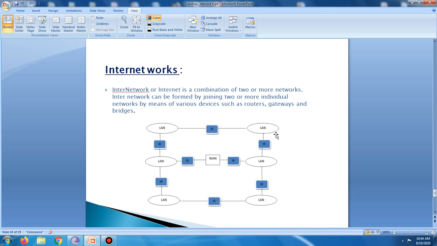LAN 1, LAN 2, LAN 3, LAN 4, LAN 5, LAN 6. Six LANs joining to a router and some WAN concept. That means LAN, WAN and MAN communication between all devices using routers and gateways are called internetworks.